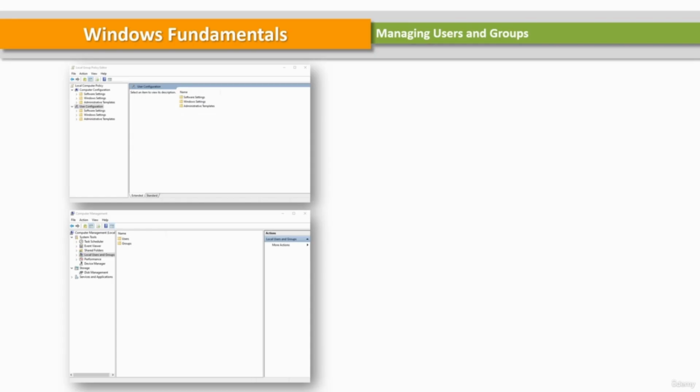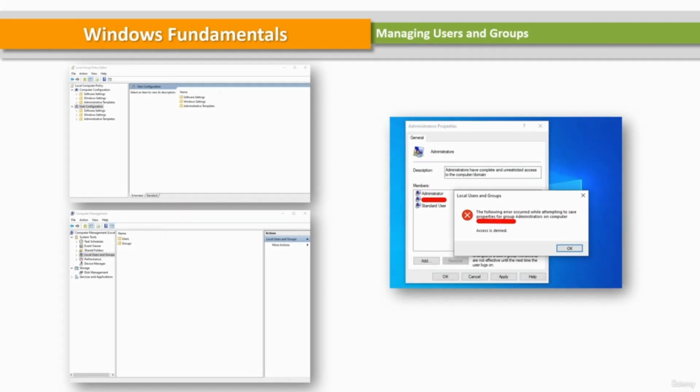So if you try to make any changes to a user group while you're logged in with a user account that's not part of the administrators or power users group, you're going to get the following error. Access is denied. You can manage existing users and user groups only from an administrator account. In other words, if you want to view and modify user groups, you must log in with a user account that is part of the administrators user group.